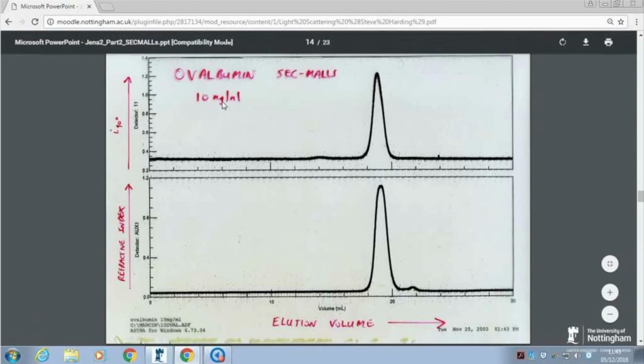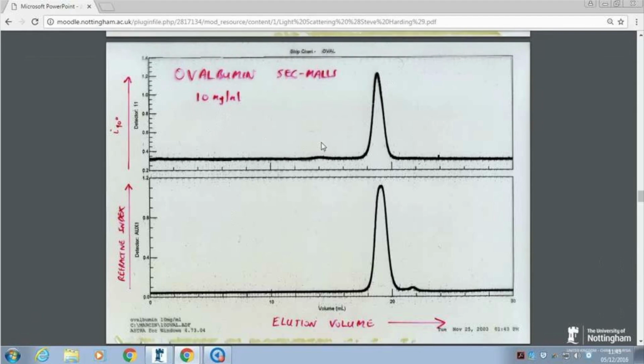But the other thing about light scattering and chromatography is you load 10 mg per mil onto the column, but what happens to that 10 mg per mil? You've got buffer eluting through. It dilutes it, that's right, yes. So it dilutes it by a factor of 10 or so. So it means that we're at low concentration, so we don't have to worry about virial effects. So it's quite a cool method.